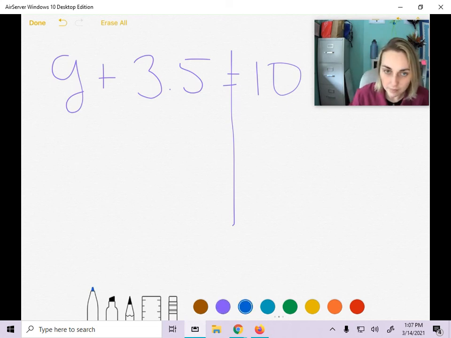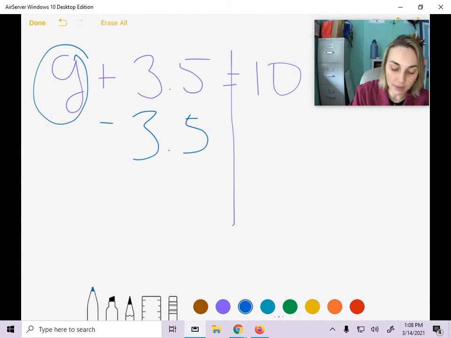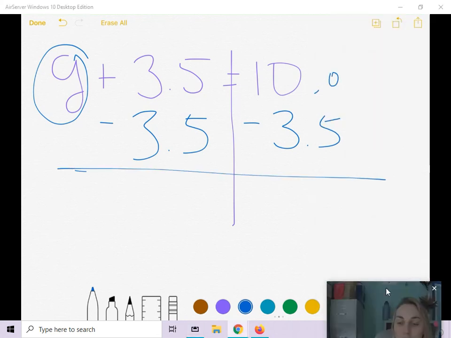So first step, we want to get our variable g by itself, so we do have to use the inverse operation. So g is getting added by 3 and 5/10. So the opposite of getting added by 3 and 5/10 is getting subtracted by 3 and 5/10. And remember, if we do it on one side of the balance beam, we do have to do the same thing on the other side as well. And we can solve. I'll put a little 0 there.